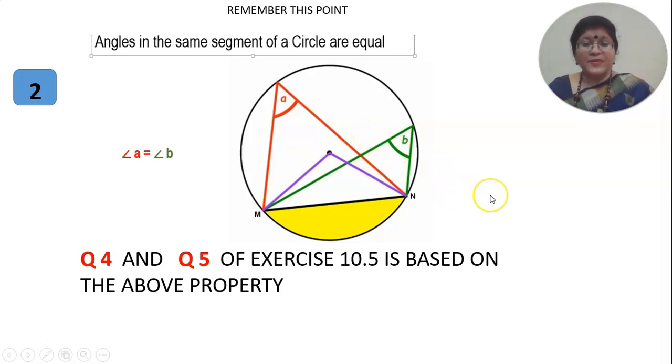So this property is very important. You could get MCQ questions based on this, wherein a chord could be given and one of the angles would be given, and you may be asked to find out the other angle in the same segment of the circle. So you know that angles in the same segment of a circle are equal. This is a very, very important property. Please go through it.